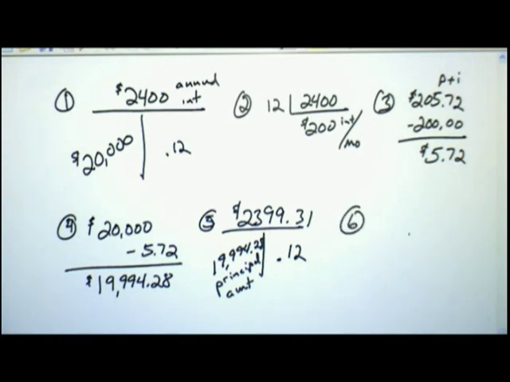So to get to how much of the second month's payment would be applied to interest, the last step is to take the $2,399.31, divide it by 12 months, and that means the second month $199.94 will be applied to interest.